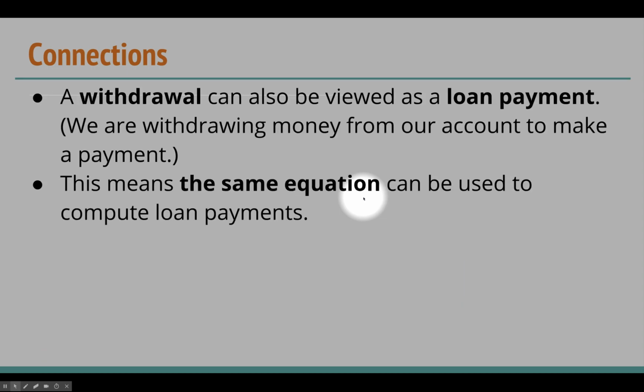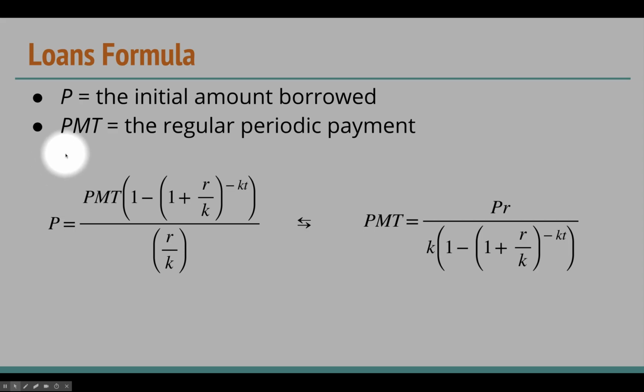Now, we can think about the withdrawal W as a loan payment. In other words, we're withdrawing money from our account to make some payment. So the same exact equation can be used to compute loan payments. What we do is we say let P be the initial amount borrowed, and let PMT be the regular payment on that loan. So really W, the withdrawal, is being replaced with PMT, the payment.